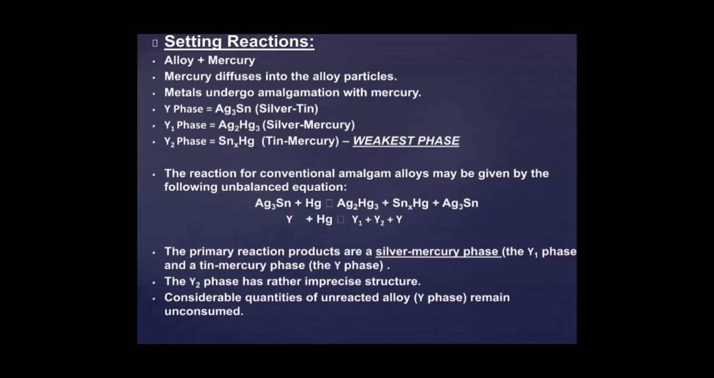In the gamma 2 phase we have tin and mercury, the weakest phase of the reaction. The reaction of a conventional amalgam alloy may be given by the following unbalanced reaction. We have gamma phase plus mercury, and they produce gamma 2, gamma 1 and a gamma phase. The primary reaction products are silver tin mercury, the gamma 1 phase, and tin mercury, the gamma 2 phase.